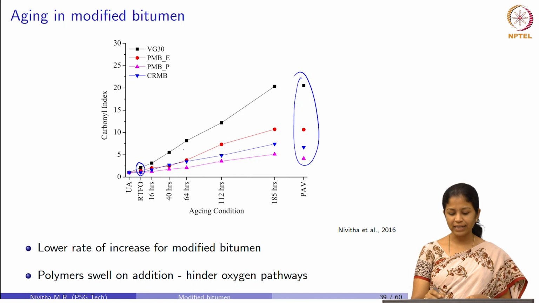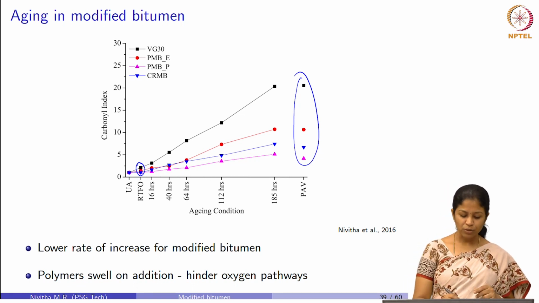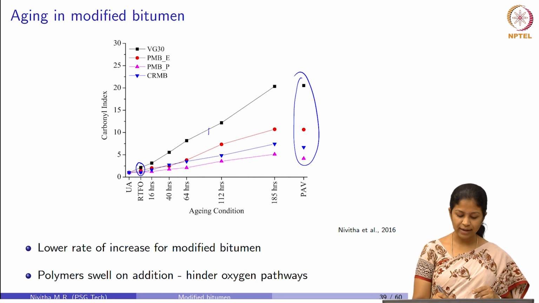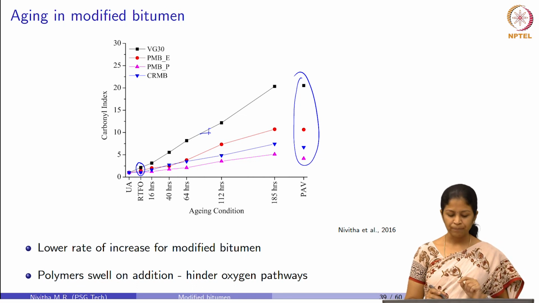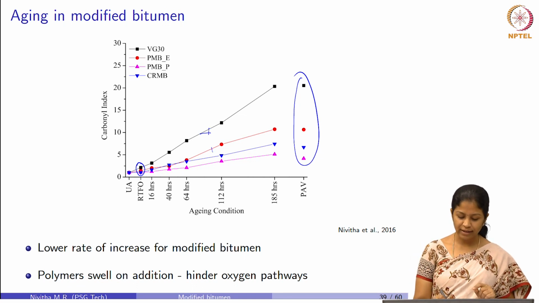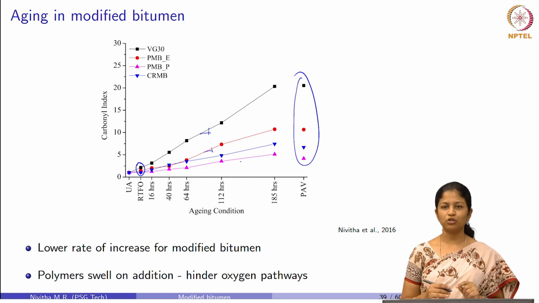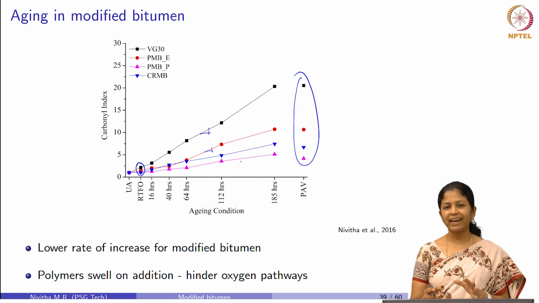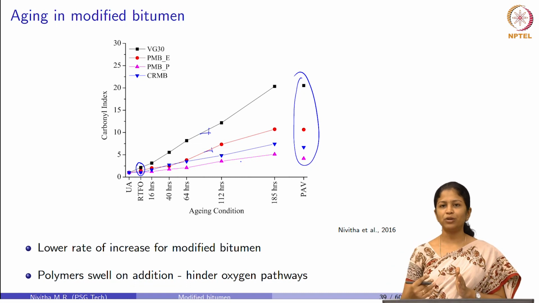So, at different conditions we can see from this image how the carbonyl index varies. The rate of increase in carbonyl index, the slope here, is very high in the case of the unmodified bitumen, and relatively lower in the case of elastomer modified bitumen, then crumb rubber modified bitumen, and finally the plastomer modified bitumen. Again, from this we cannot conclude that elastomer ages more compared to crumb rubber compared to plastomer. No, we cannot jump into those conclusions just based on this study.